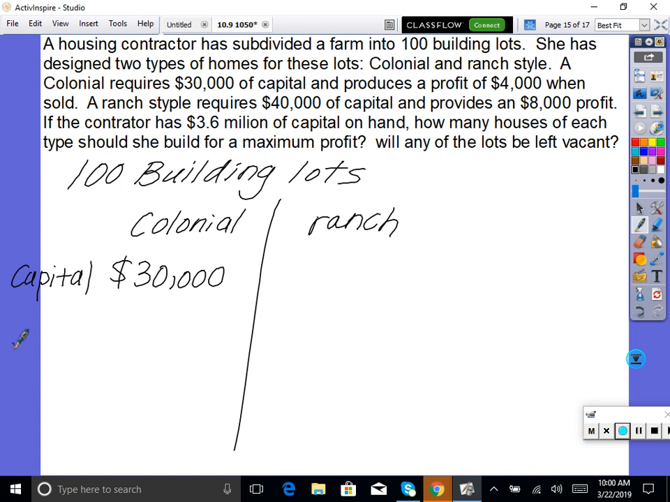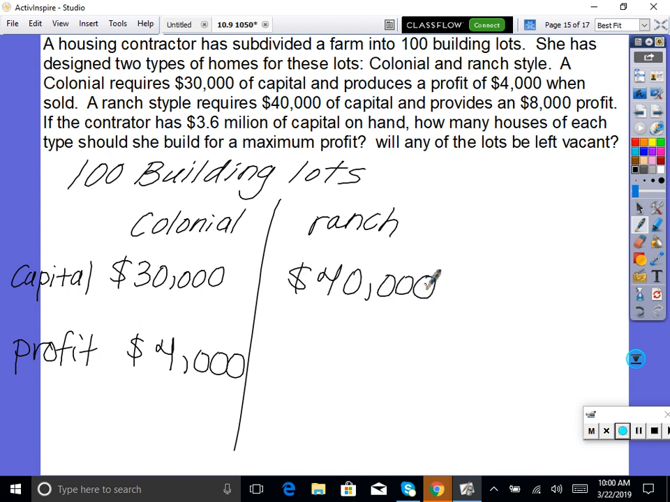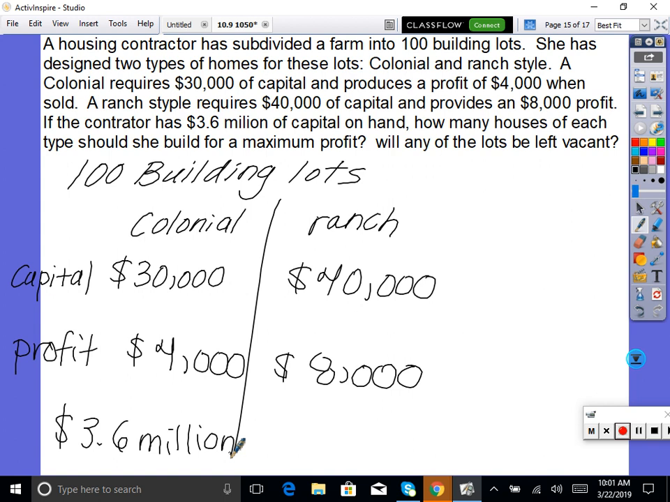And, you guys read because I'm way up close. So profit is, and still under colonial, how much money will they make off of that? 4,000. Okay, cool. Keep reading. So I'm lining it up, right? And then 8,000. Okay, next information. So the contractor has this much money, 3.6 million, in what? In capital. Now what's it asking us?